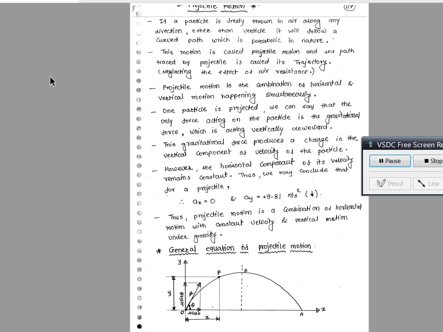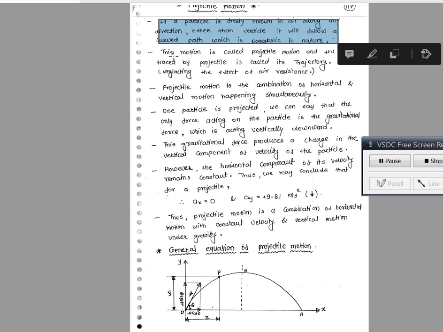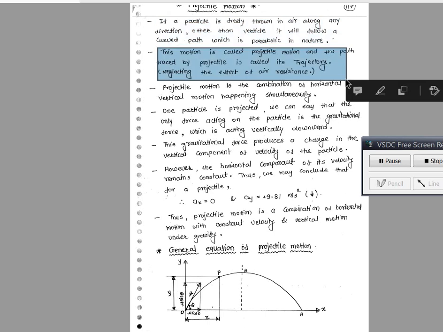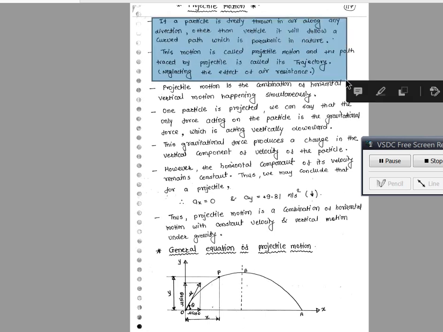If a particle is freely thrown in the air along any direction other than the vertical, it will follow a curved path which is parabolic in nature, and this motion is called projectile motion. The path traced by the projectile is called the trajectory. We have to neglect the effect of air resistance. So this is projectile motion.